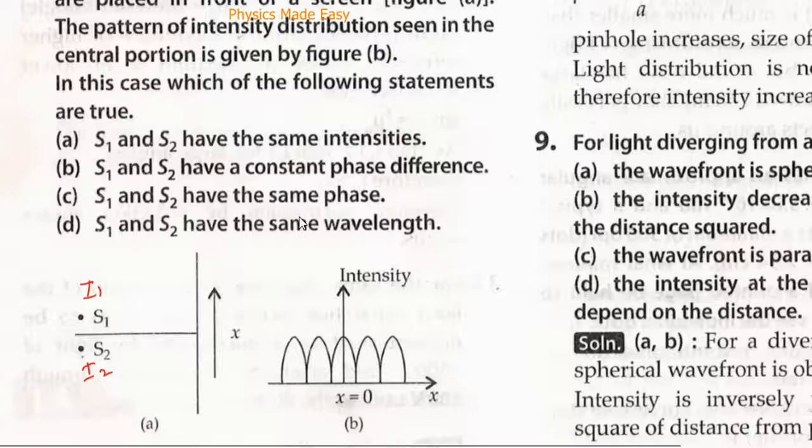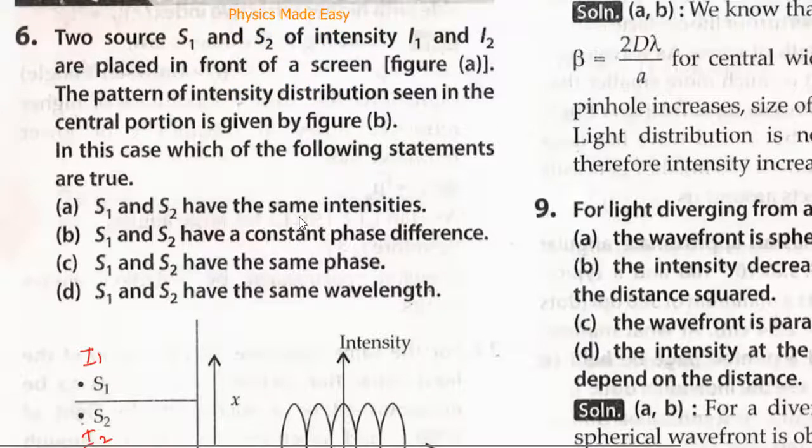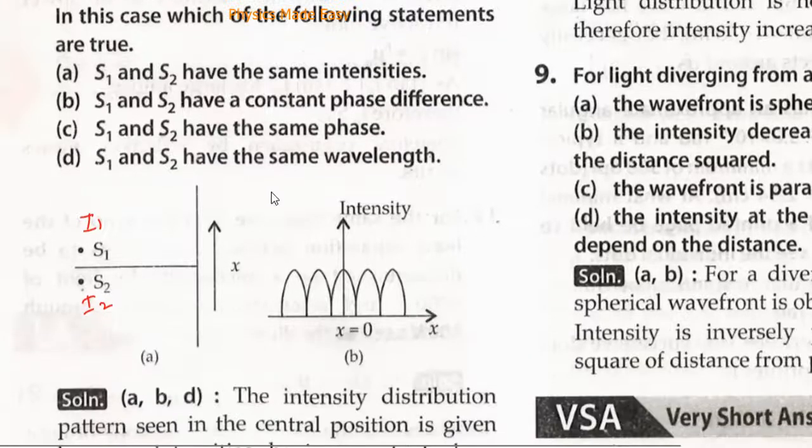S1 and S2 are two sources. Their intensities are I1 and I2. The pattern of intensity distribution seen in the central portion of figure B is basically an interference pattern. Now it means if this is an interference pattern, here, this is an interference pattern basically.